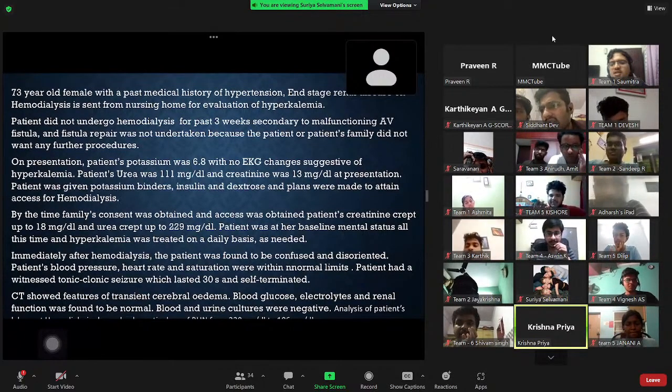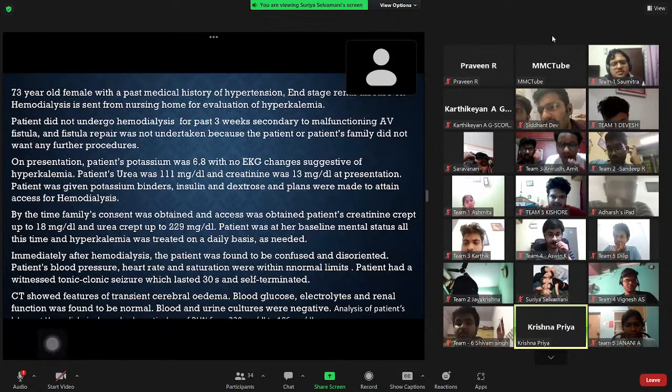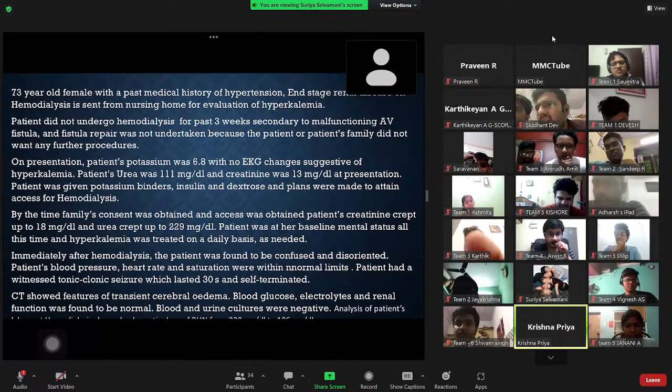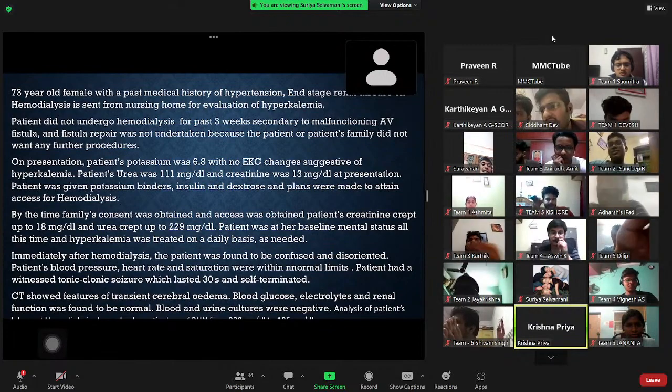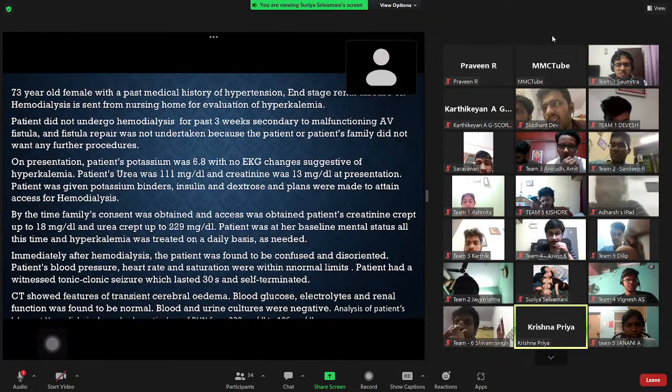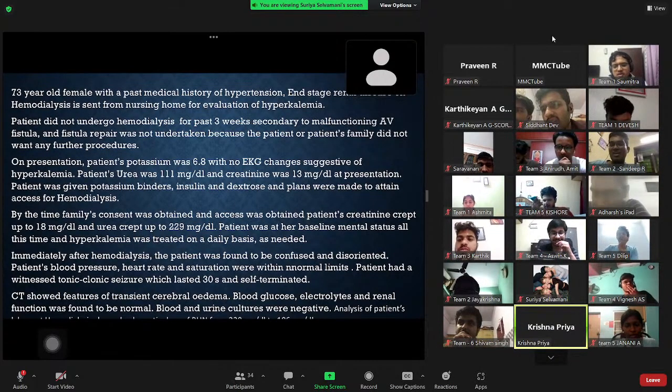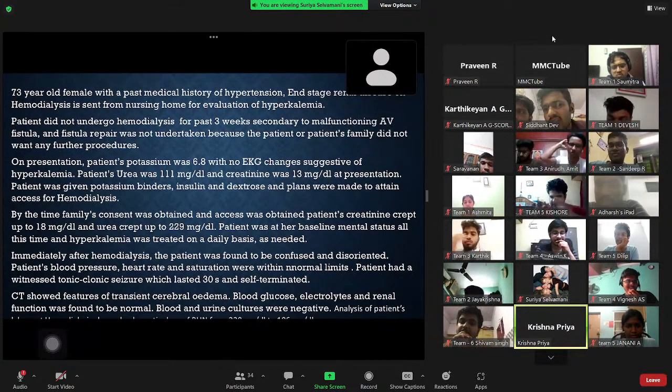And once the hemodialysis was done, the creatinine and urea levels were given. Immediately after hemodialysis, the patient was found to be confused and disoriented. The patient's blood pressure, heart rate, and saturation were within normal limits. The patient had a witnessed generalized tonic-clonic seizure, which lasted 30 minutes and terminated by itself. CT showed features of transient cerebral edema. Blood glucose, electrolytes, and renal function were normal. Blood and urine cultures were negative.